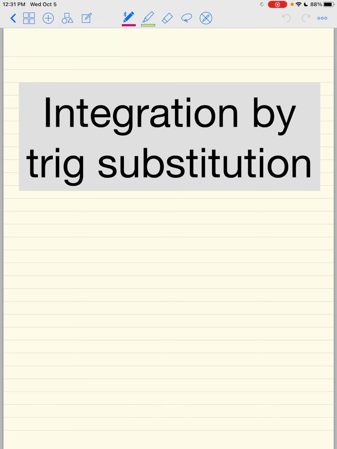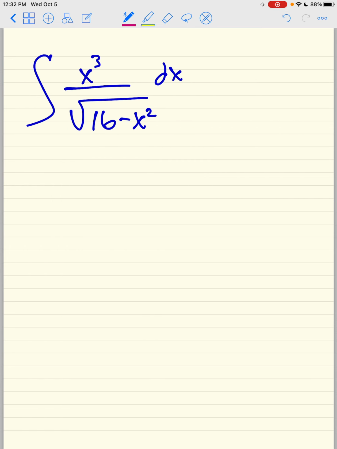Hey guys, welcome back. This is the second video on integration by trig substitution. Basically, in the first video, we discussed that when we saw a plus sign, we were going to use a tangent, and in this case, I'm going to see a negative sign, and I'm going to use a sine. So once again, you should first make sure that it's not a U sub.